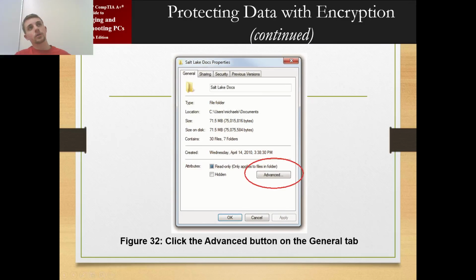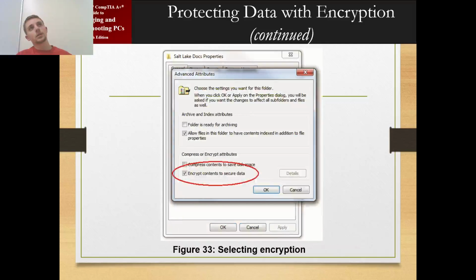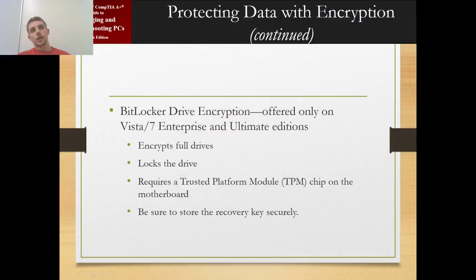Alright. Yeah, so you go into advanced, and then there's the checkbox to encrypt the data. And the data will turn a blue color to symbolize that it's encrypted versus the normal black. And then you can just use BitLocker as well to encrypt your files on your USB drive or your hard drive.